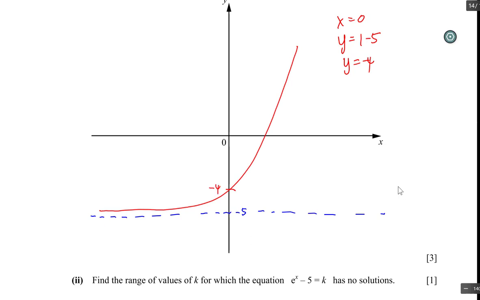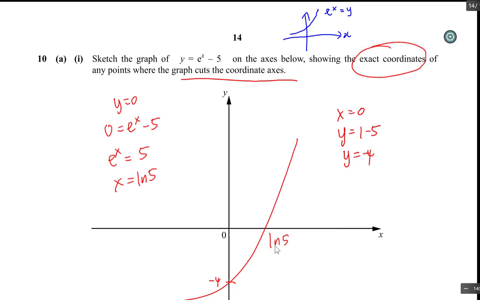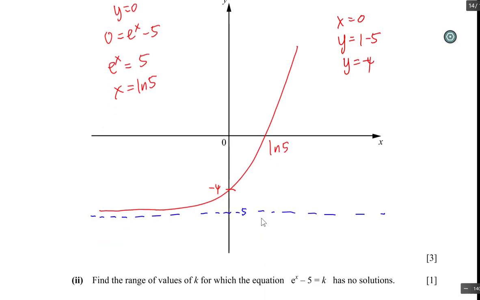Both exit showing the exact coordinates of any point where the graph cuts the coordinate axis. Yeah, we need to find the x-intercept also. The y-intercept is kind of easy. For the x-intercept, I will make y 0. So when y equals 0, 0 equals e^x minus 5, e^x equals 5, x equals ln 5. They ask about exact coordinates, so leaving your answer in ln 5 will be good. Okay, this is how you actually get 3 marks.